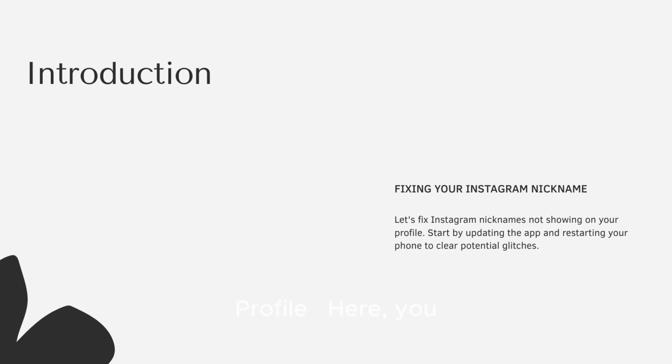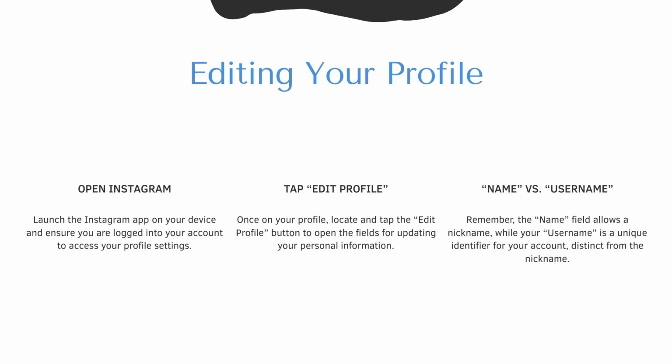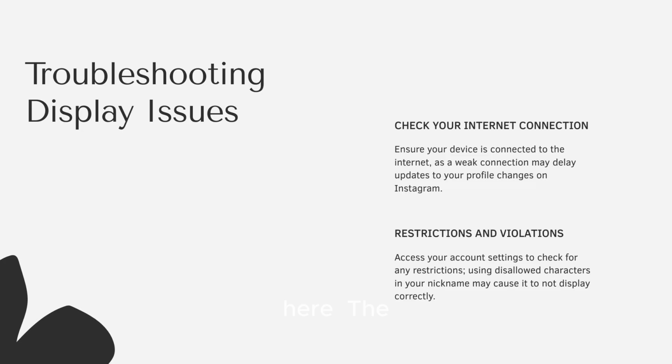Tap Edit Profile. Here you will see fields for name and username. The name field is your display name, which can include a nickname. Type your desired nickname here. The username is your unique handle. After typing your nickname, tap Done or the check mark to save.